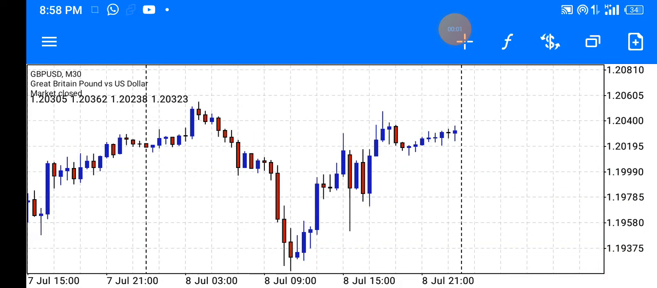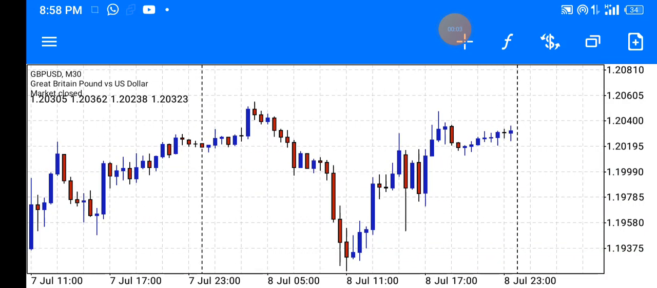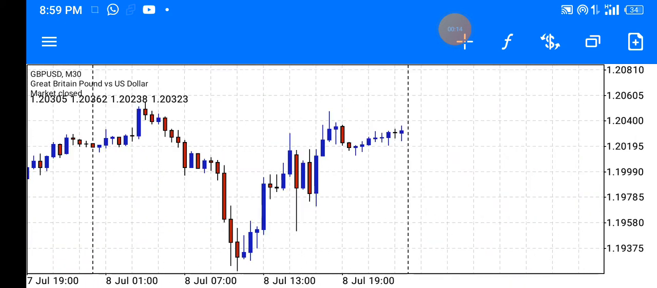Today I just want to share my trade setup for this week with you guys, to see what we're expecting to do on this, and what we're expecting from the market on these few currencies.